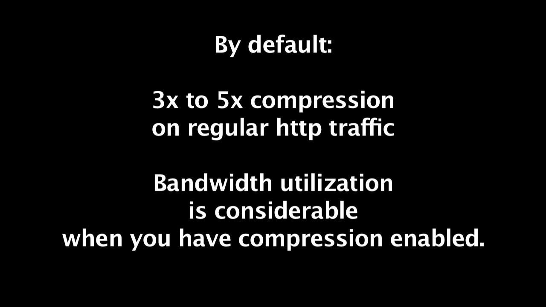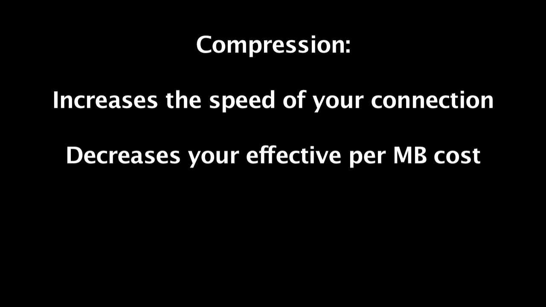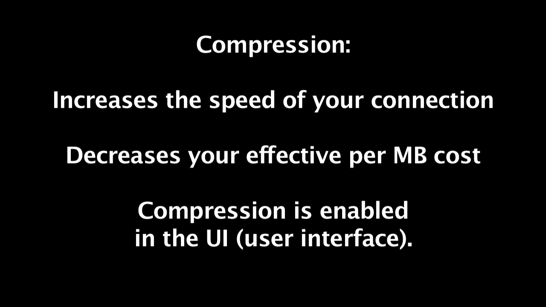So that means that if you're on a BGAN plan at $7 per megabyte, you end up paying $2 per megabyte for your data effectively. So it increases the speed of your connection, and it also decreases your effective per megabyte cost of your connection. To enable the compression, and we'll see that when we go into the UI, how you enable the compression.